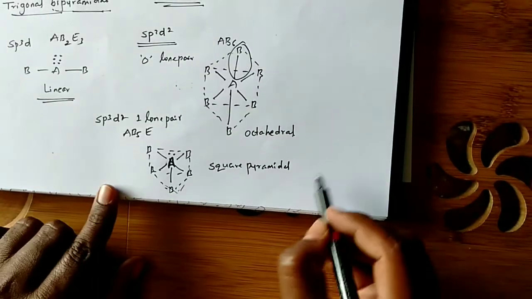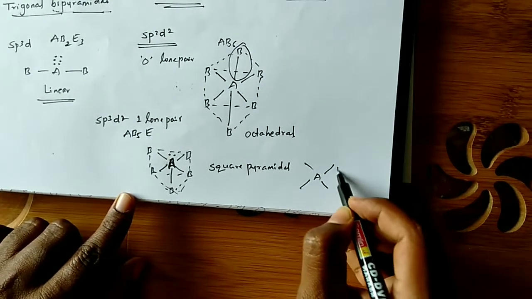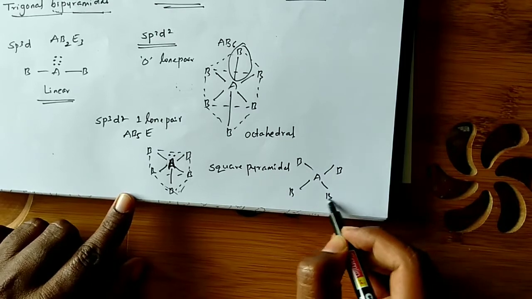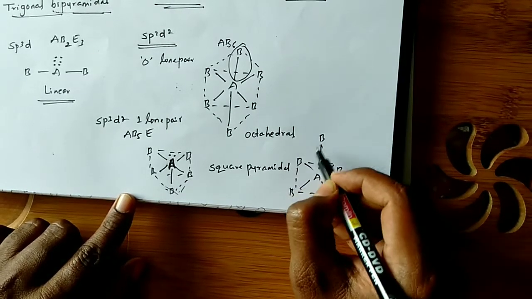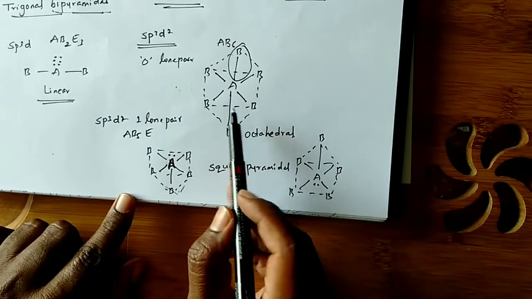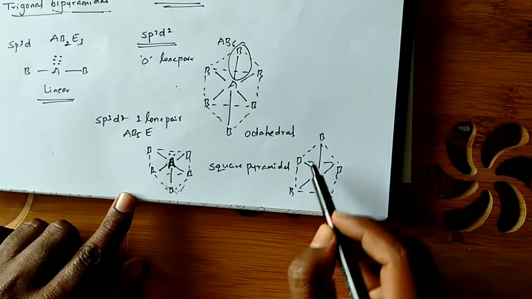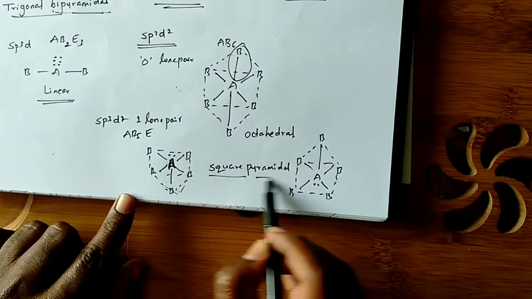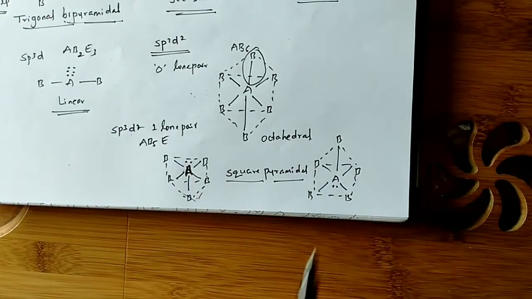Square pyramidal. For better understanding, I am giving it like this. Here you just imagine B, and the lone pair here; assume I remove this bond. This is a square and this is like a pyramid, square pyramidal. So sp3d2 with one lone pair, square pyramidal.